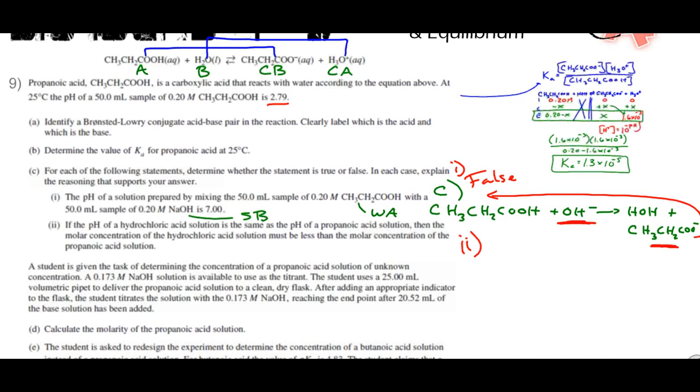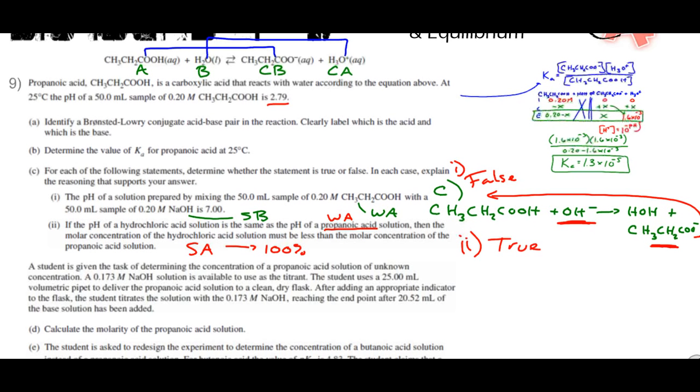Double I says, if the pH of a hydrochloric acid solution is the same as the pH of a propanoic acid solution, then the molar concentration of the hydrochloric acid solution must be less than the molar concentration of the propanoic acid solution. You don't need to calculate this. It's just saying, do you need less HCl than the propanoic acid to reach the same pH? Well, if this is a strong acid, it completely 100% dissociates, while propanoic, which is a weak acid, does not. So the answer is true.